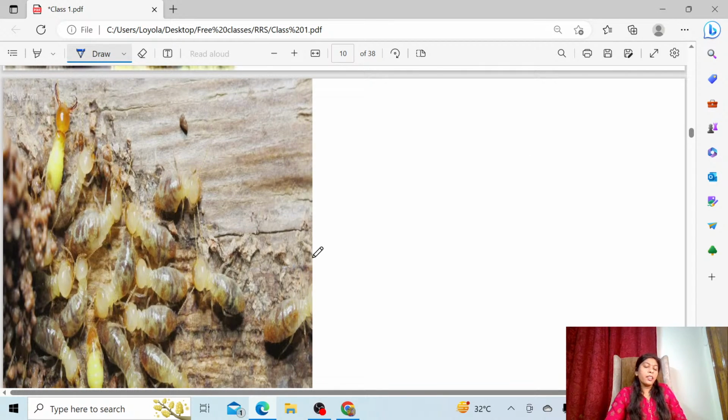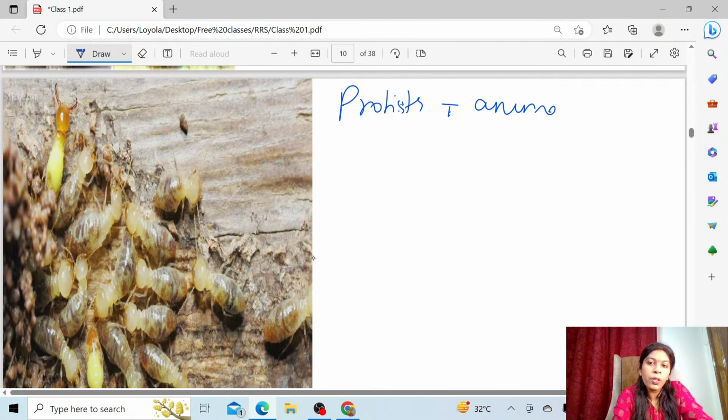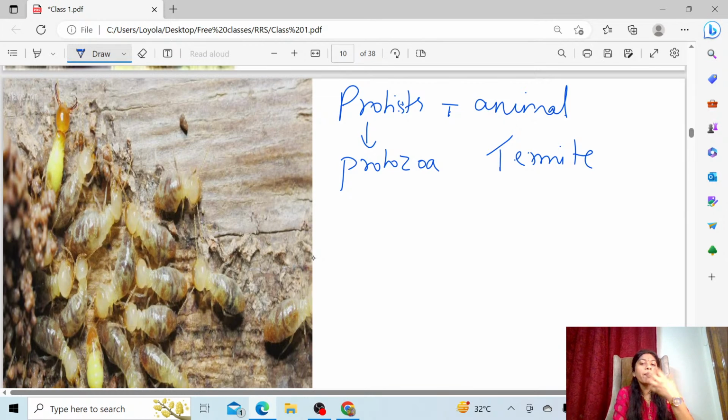And this is another protist-animal association. We have already said, in the same way, this is another protist and animal association. You can see this is a termite. You would have definitely seen this. They eat wood, but they don't have a proper digestion mechanism to digest wood. So they form an association with protists, the protozoa, which live in the intestine of this animal, the termite. And they will digest the wood which is consumed by this animal. This way there is an association between protist and an animal.